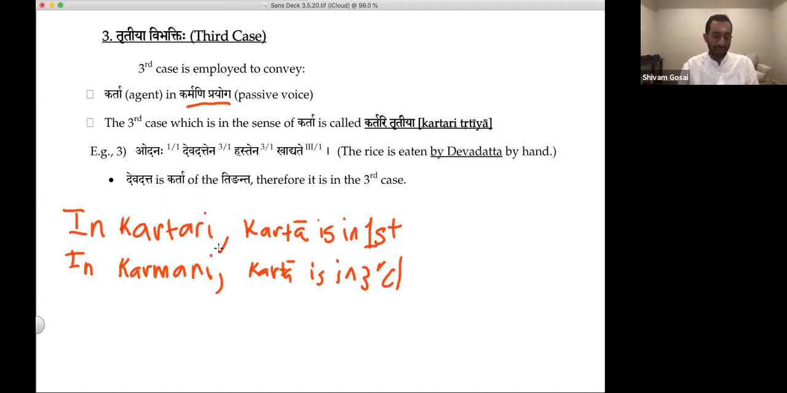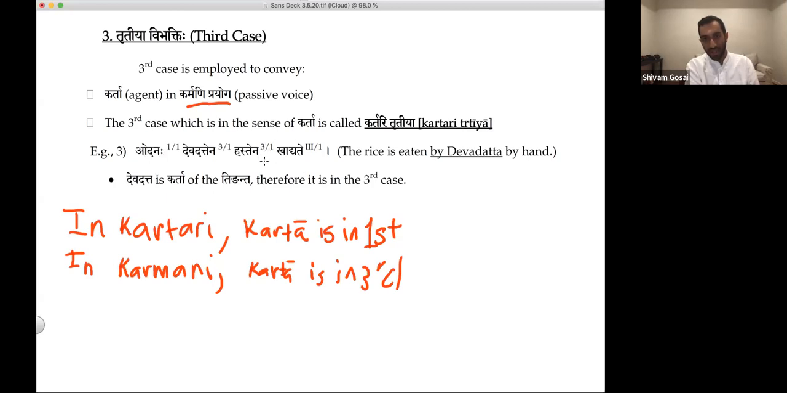Okay, so we see this example here above. Odanaha devadattena hastena khadyate. Notice how there's two different third cases. One third case is in the sense of karana. One third case is in the sense of karta. So we first look at the verb. We look at the verb and we see it's khad dhatu, 1p, lat lakara, but karmani prayoga. We always want to know that's karmani prayoga. Karmani prayoga, therefore, the first case is going to be karmani prathama.